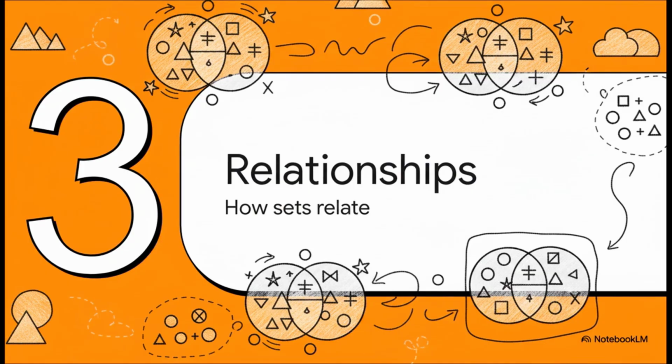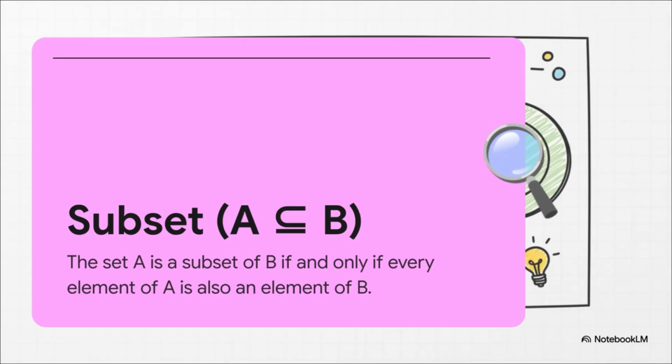Okay, this whole idea gets way more powerful when we start looking at the relationships between different sets. Because it's not just about what's inside one set, but about how different collections of things can overlap and interact with each other. This brings us to the idea of a subset. It's pretty straightforward. We say that set A is a subset of set B if every single thing in A can also be found in B.